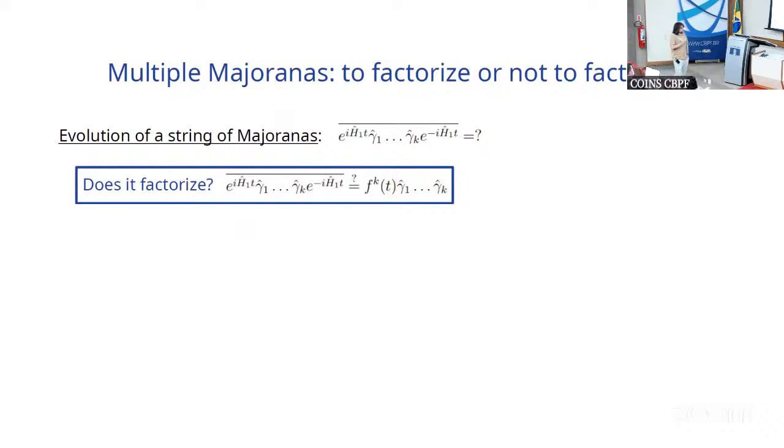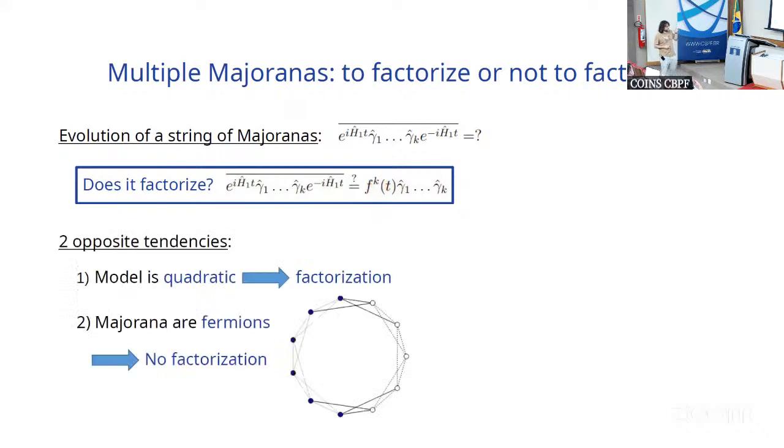Our goal is not to compute the time evolution of a single Majorana. We want to compute the evolution of a string of Majoranas in which many Majoranas have to evolve all together. So here, the big question is, does this product factorize or not? So the question is, can this be written as the previous f for a single Majorana to the power of k or not?